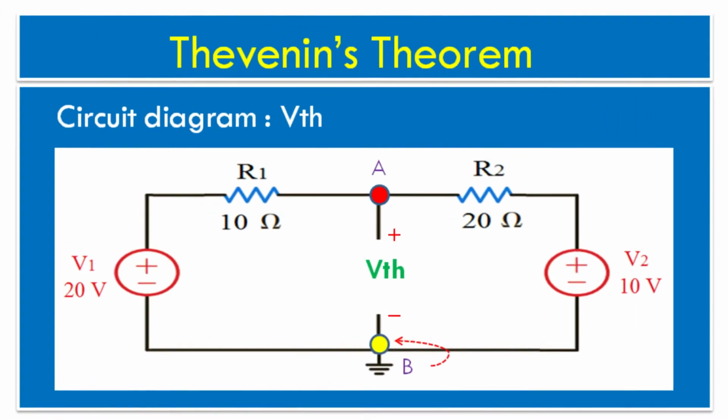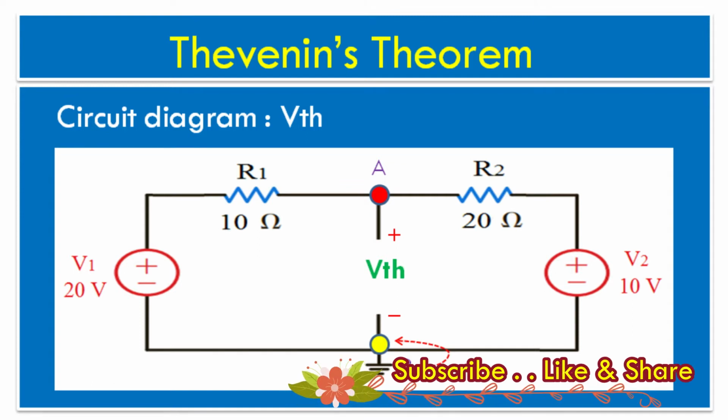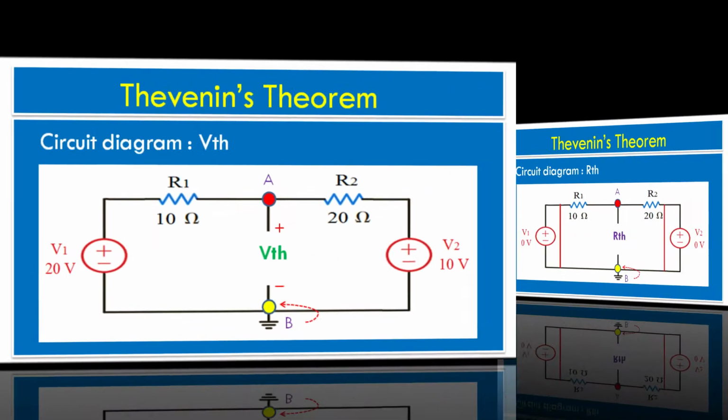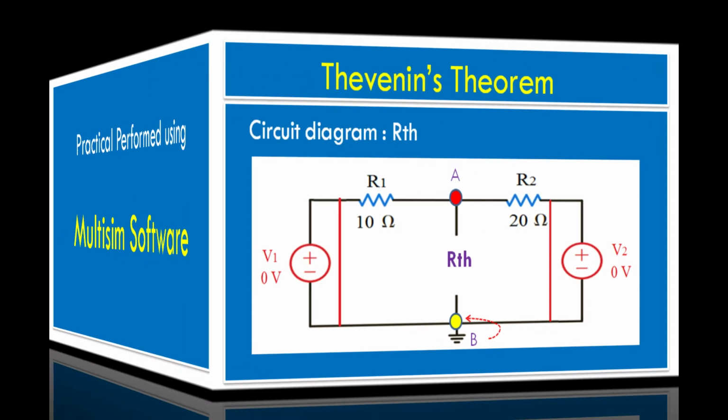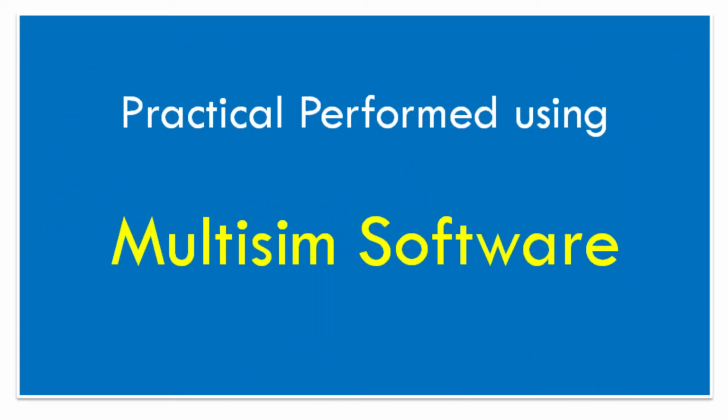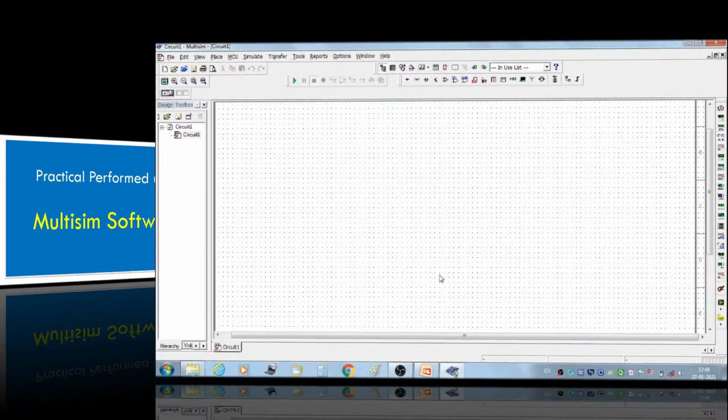We are going to measure Thevenin's voltage between points A and B with resistor R3 removed, for DC voltage V1 equal to 20 and 25 volt and DC voltage V2 equal to 10 and 15 volt. Then we are measuring Thevenin's resistance between points A and B by short circuiting the given DC sources V1 and V2, replacing them with their internal resistances. Now we are performing the practical using Multisim software. Let's start.